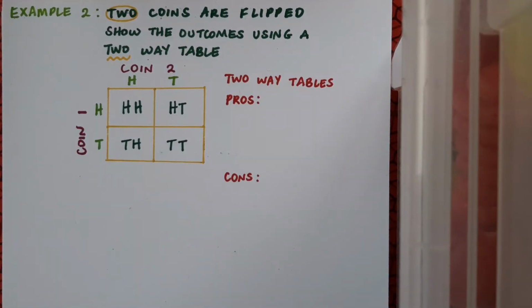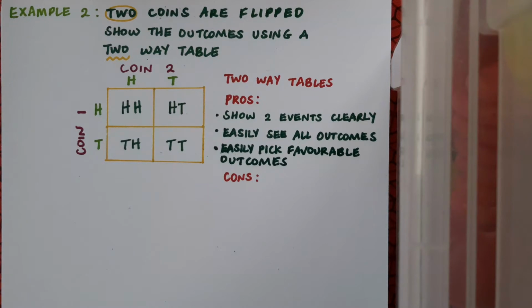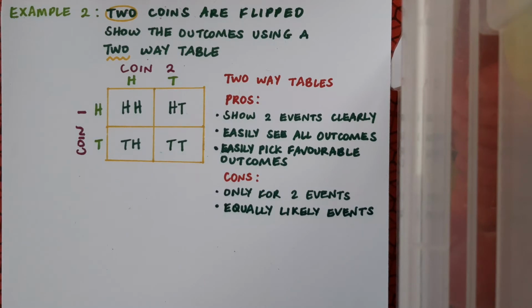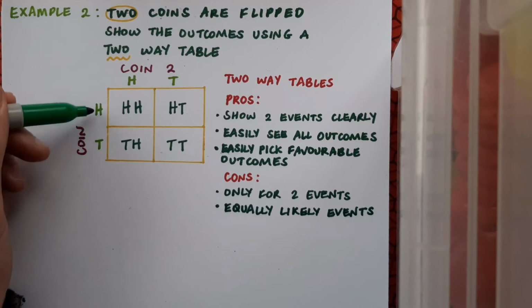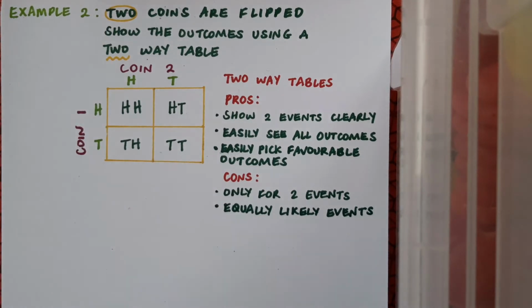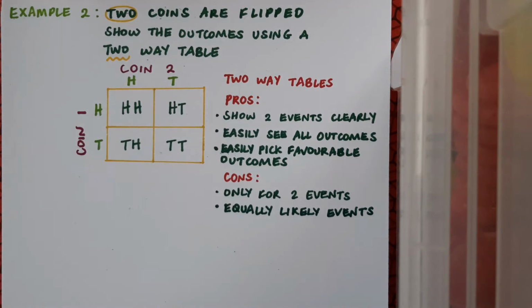A quick note on the pros and cons of two-way tables. They show two events clearly. I can easily see all outcomes, and I can easily pick out my favourable outcomes. The cons are that I can only use them for two events, and that we tend to only use them for equally likely events. So for example, in the case of the coin, the heads and the tails are equally likely to happen. Same for coin 2, and this means that all my entries in the table are equally likely.